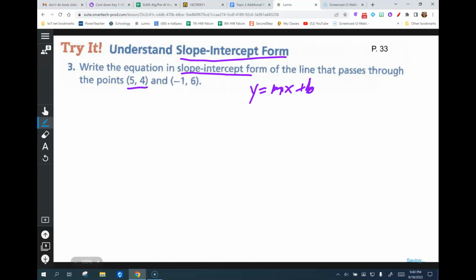All they give us is 2 points. What could we do with 2 points? What did we do about a day ago with 2 points? That's right, let's find slope. So the first thing we're going to do is we're going to find slope.